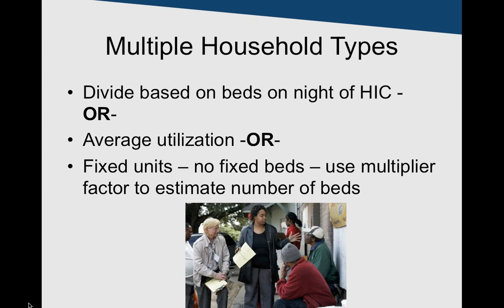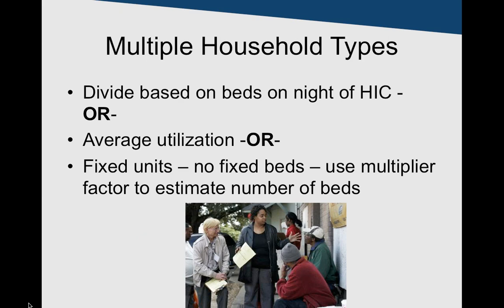So what happens when you have multiple household types as part of your program? For those projects, we need to try to get a precise number of beds that are not designated exclusively for a particular type of household. The number of beds may be distributed among the household types served by the project using one of the following three methodologies that HUD has approved.